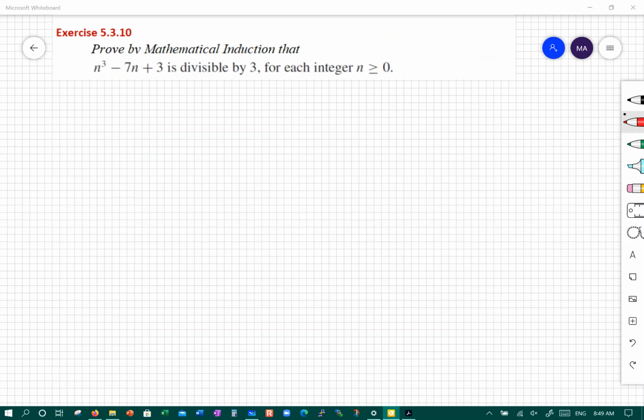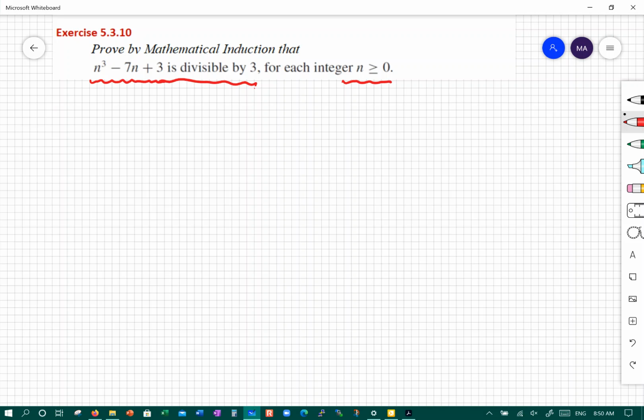Let's say that somebody claims that this expression n cubed minus 7n plus 3 is divisible by the number 3. That means it's a multiple of 3. And the claim is that this is true for all integers greater than or equal to 0. So how do we prove it? Definitely we're not going to use the exhaustion method and test this predicate for n equals 0 and then 1 and 2 and 3 and all the way to infinity. That's impossible. So apply mathematical induction.